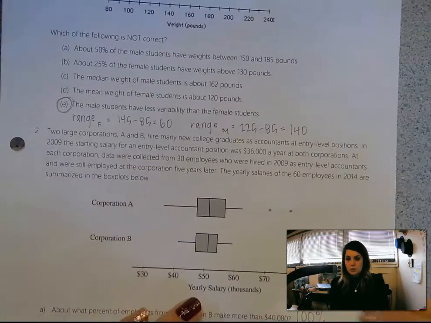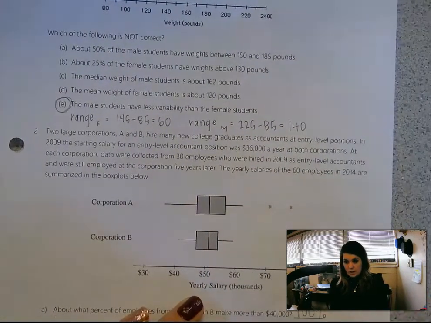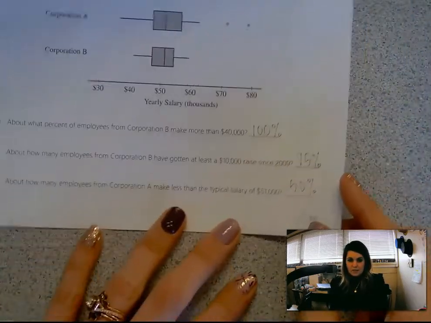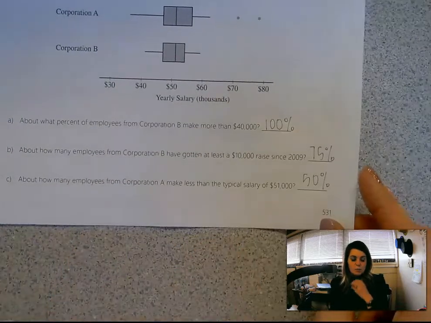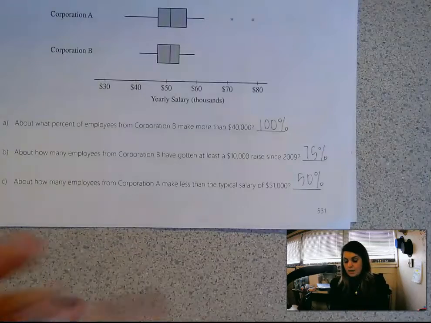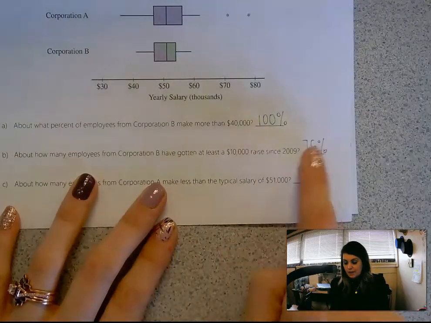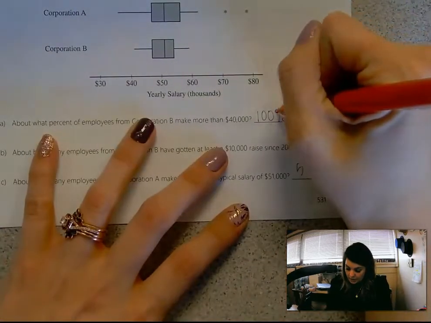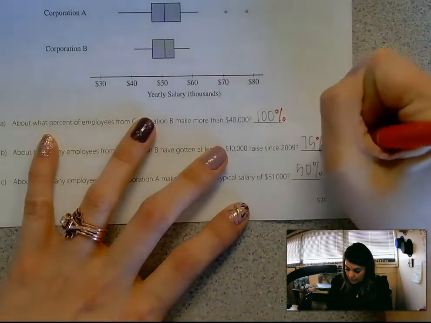Okay, number 1 is echo. And you can see my work for that one, just that one. Number 2, A is 100%, B is 75%, C is 50%, and family, make sure you write the percent symbol. You cannot just write 100, 75, 50. You must get your percent symbol on there.